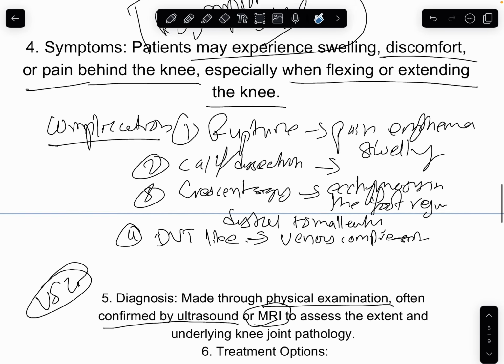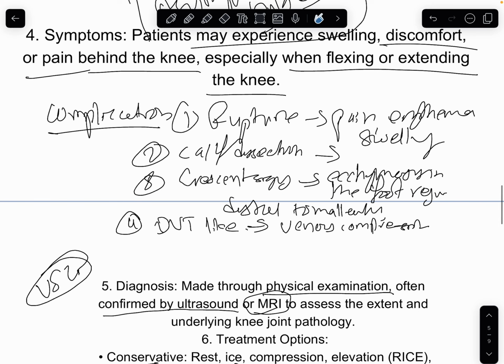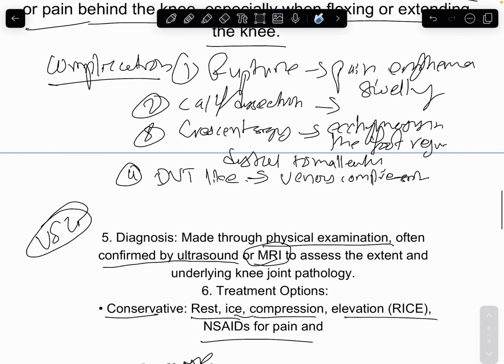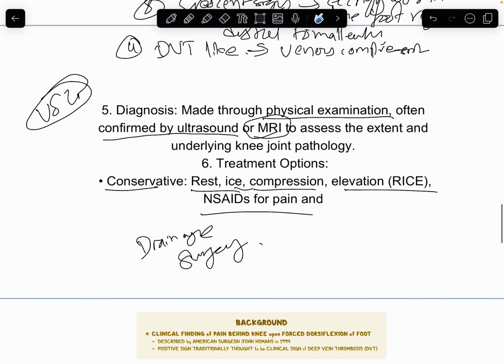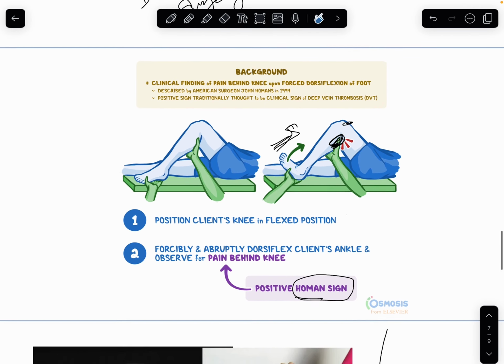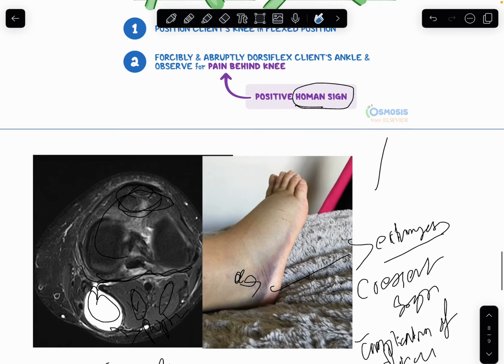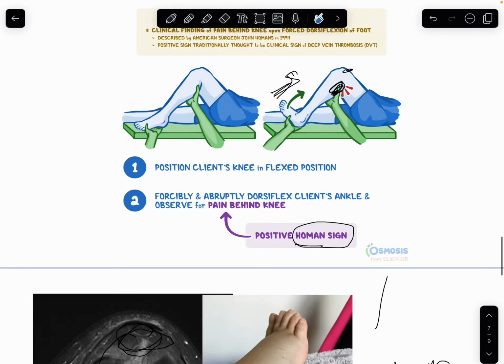Complications like rupture, calf dissection, crescent sign, and DVT-like features due to venous compression can be there. Diagnosis can be done by physical examination, ultrasound, or MRI. And there are two specific signs, Homan sign and crescent sign, which can be demonstrated.